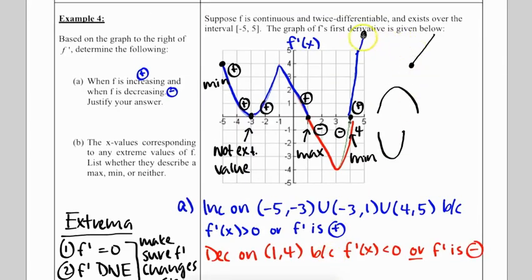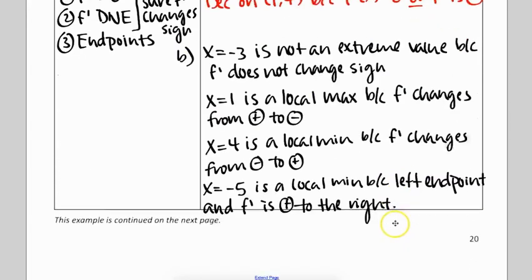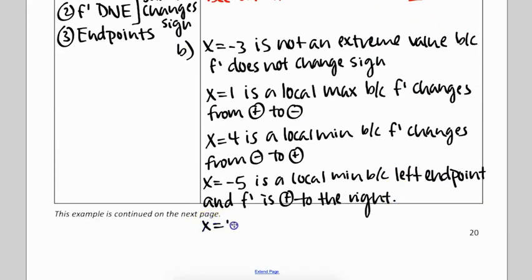Okay, and then we have one more endpoint over here. So I have my endpoint, and I know that to the left of it, we are positive as well. So here's our right endpoint, and to the left of it, we had a positive slope. So that means that this is going to be a local max. All right, and this was a right endpoint this time.